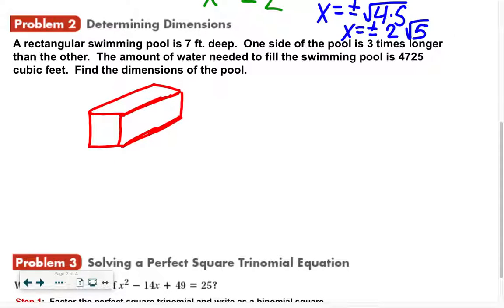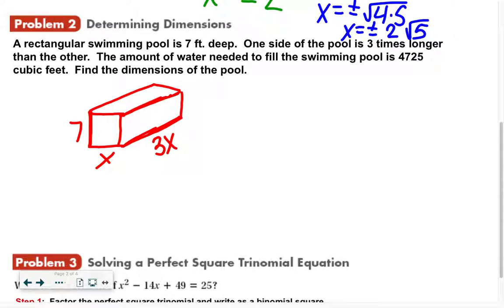It's cold out. Okay, it says it's 7 feet deep, so the height is 7. It says one side of the pool is 3 times longer than the other. So if I say this one's x, how long is it? 3x. 3 times longer than x? 3x. Okay. I need to find the dimensions of the pool, AKA I gotta find what x is.